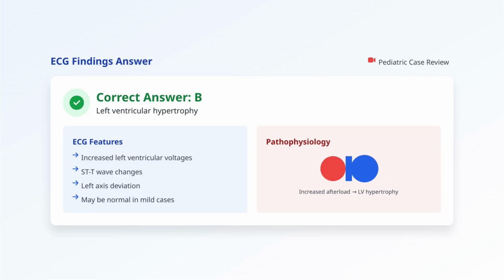Left ventricular hypertrophy. This finding results from the increased afterload on the left ventricle due to the aortic obstruction. The ECG may show increased left ventricular voltages, ST-T wave changes, and left axis deviation. However, it's important to note that the ECG may be normal in mild cases of coarctation. The severity and chronicity of the obstruction will determine the degree of ventricular hypertrophy seen on ECG.